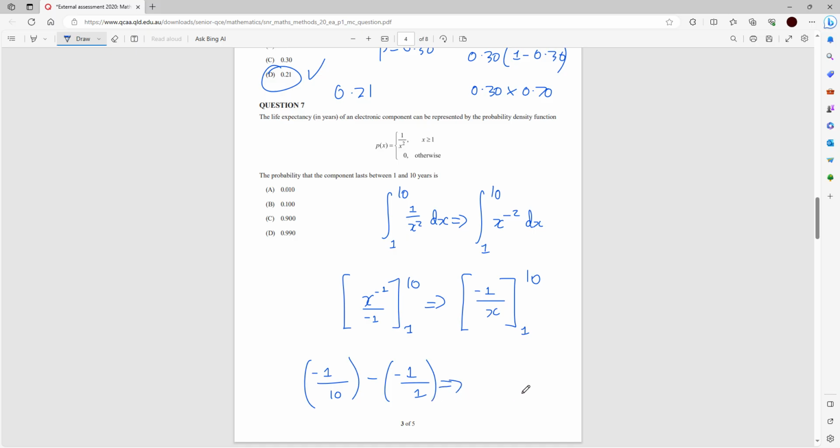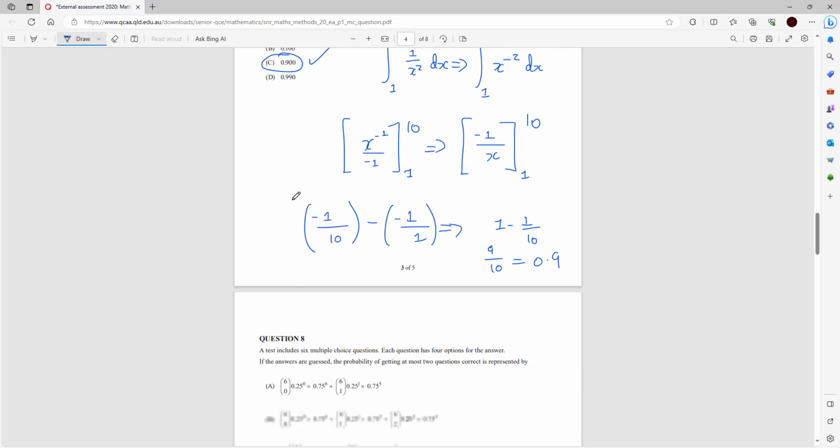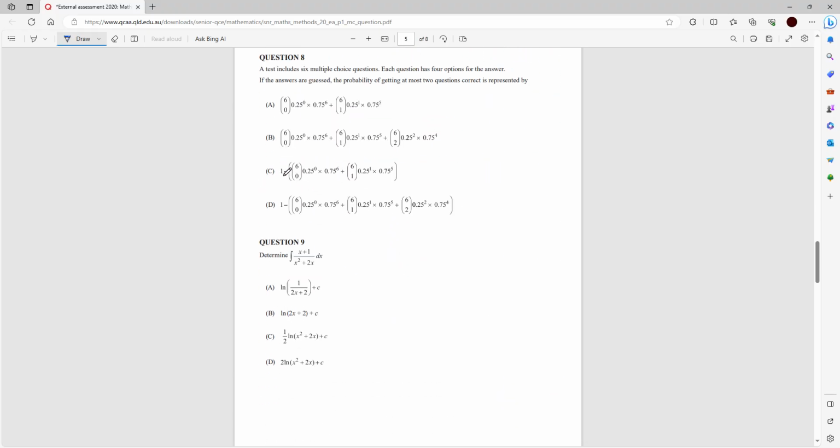So, in other words, I've got 1 minus a tenth. So, the answer is 9 over 10, which is 0.9. So, the answer is C. Okay? Alright, let's take a look at question 8.